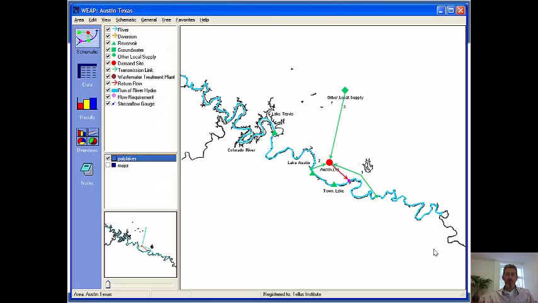Now, how does the WEAP model look? What I mentioned before, it's a very user-friendly interface, and this is just an example of how the WEAP model looks if you start it up.